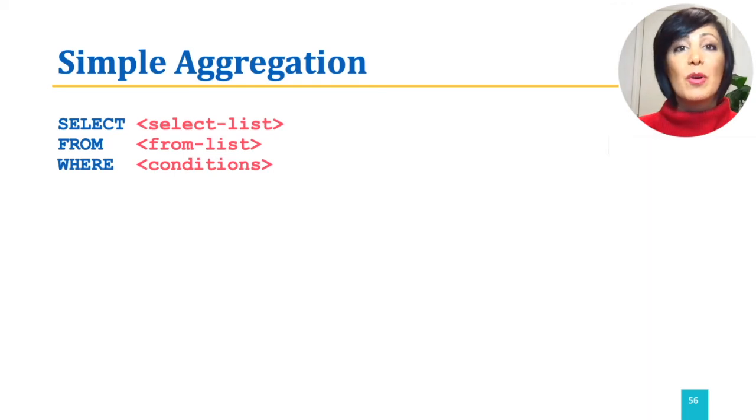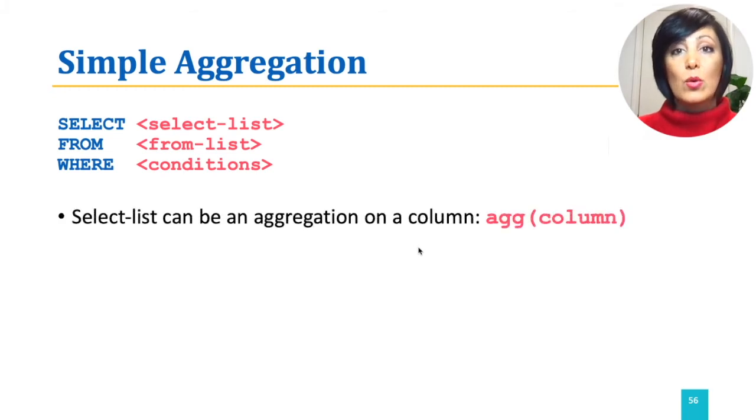A more general form of the select from where query can be expressed as select select-list from from-list where conditions, where the select list is a more complex construct replacing the columns on the select list, and the from list is a more complex statement instead of just table names. One of the forms that the select list can take, different from just selecting a column or columns, is when we use aggregation.